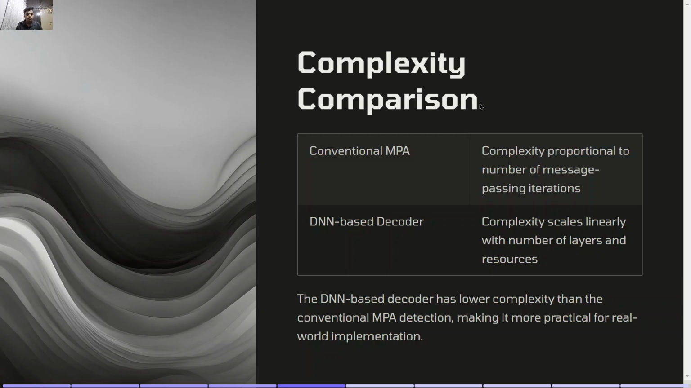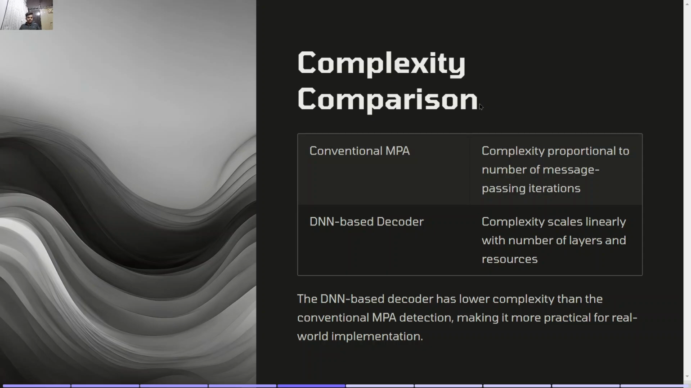While message passing algorithm MPA is well established and reliable, DNNs adapt better to complex environments but require significant training effort and may face challenges with generalization across different conditions. Deep neural network DNN decoders are promising for reducing complexity in modern communication systems. The DNN-based decoder has lower complexity than the conventional MPA detection, making it more practical for real-world implementation.